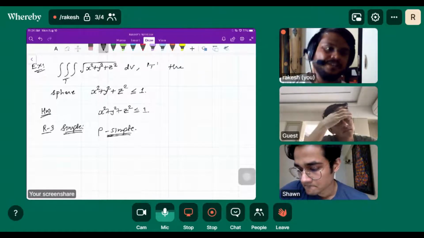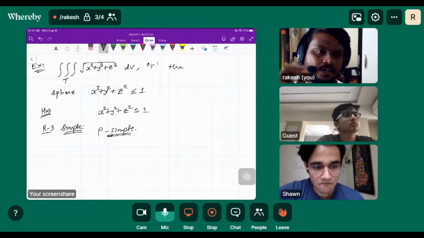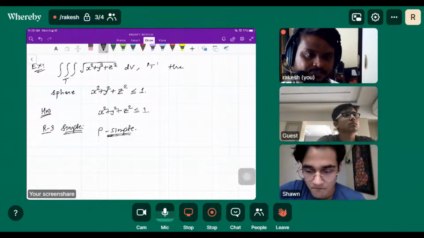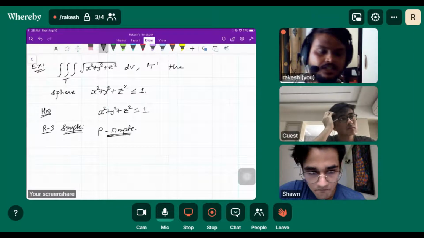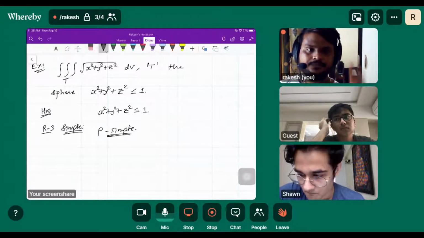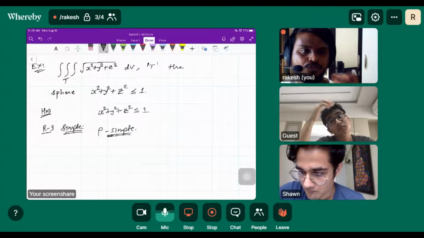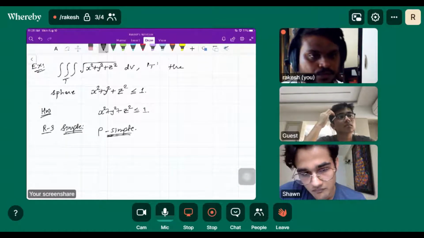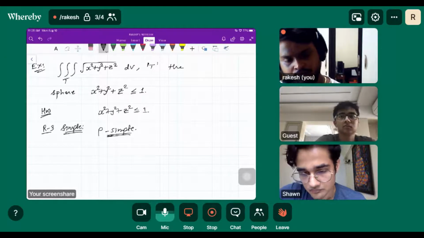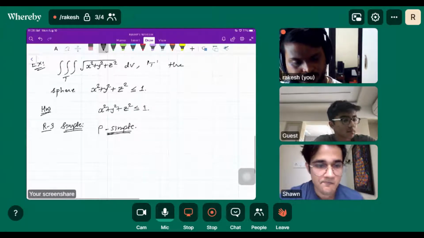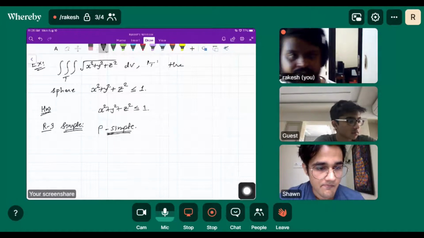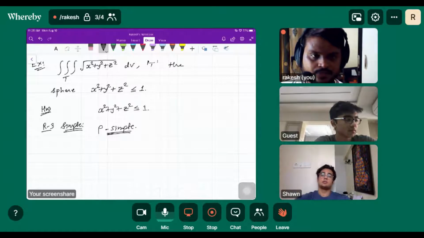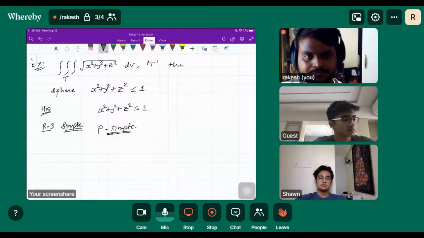So for the spherical coordinate system, that order is the same: d rho, d phi, and d theta. You can switch d theta and d phi, but d rho has to be the first variable to be integrated. So now our first job, to simplify the region, is to draw the region, isn't it?